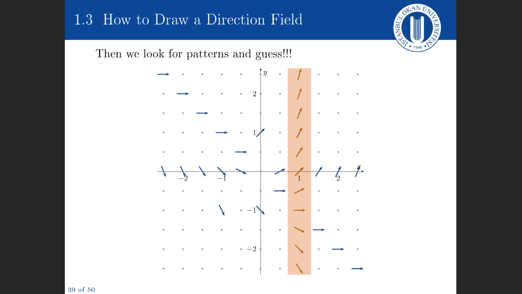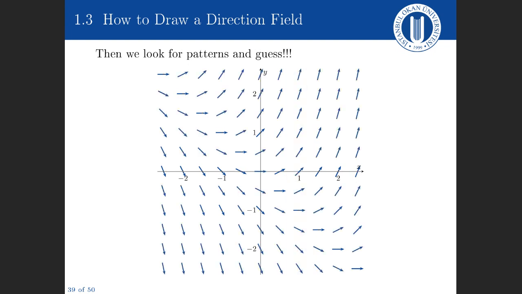And then keep making guesses. Keep looking at horizontal lines, keep looking at vertical lines, and if possible, look at diagonal lines. Quite quickly, we can fill in all of the arrows. And we get something like this. This is a direction field for dy dx is equal to x plus y.